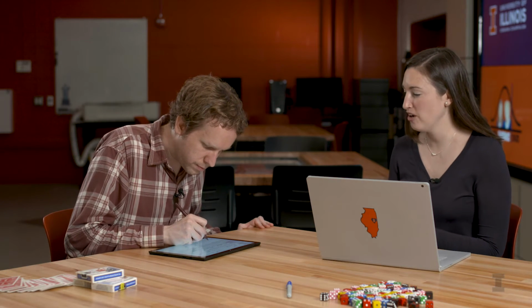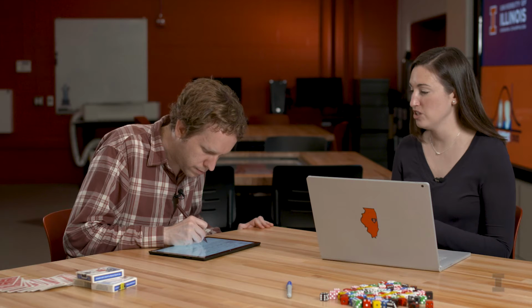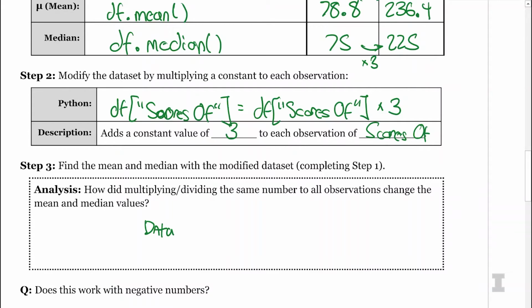So it was pretty much the same as before. Our mean and median increased by a factor of 3 when we changed every single observation by multiplying it by 3. So when we take the data and multiply it by some constant, any constant, it's going to result in the mean being multiplied by the constant and the median being multiplied by that same constant.